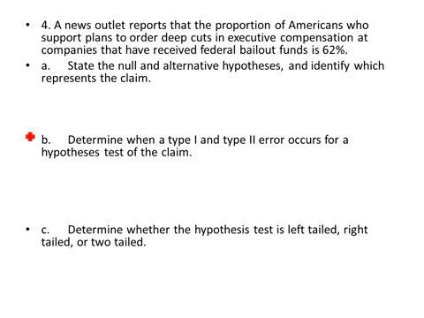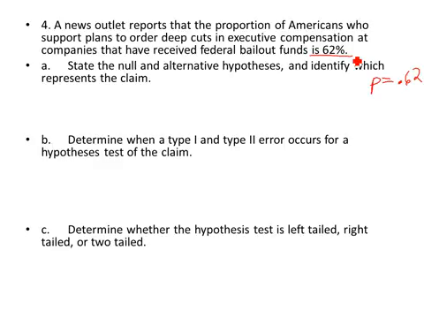Next one, a news outlet reports that the proportion of Americans who support plans to order deep cuts in executive compensation at companies that have received federal bailout funds is 62%. State the null, all that stuff. First thing you want to do probably on one of these problems is write down all the information. Since we're dealing with the percentage, that's going to be a P. So P equals 0.62. Make sure you read it carefully. It says is 62%, so that means equals. If it said is more than or is less than, then it'd have to be one of the other symbols. We'd have to decide that. So P is 62.